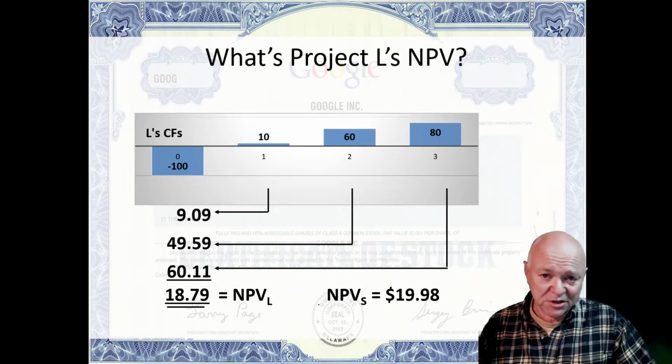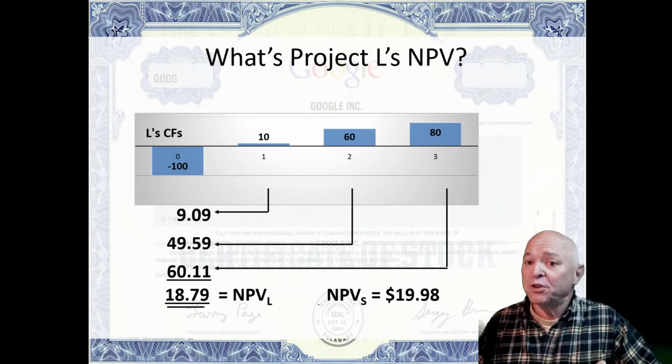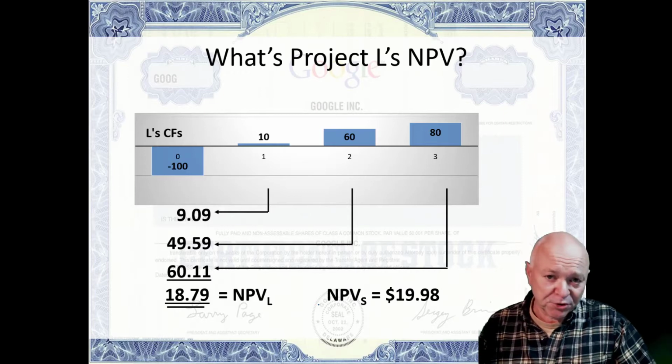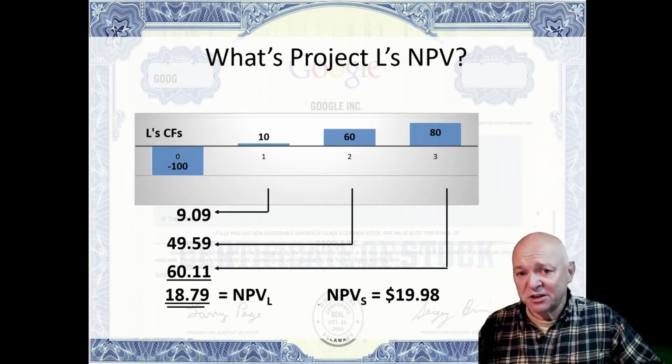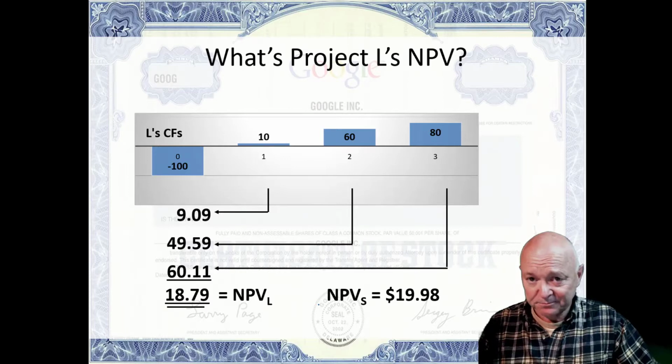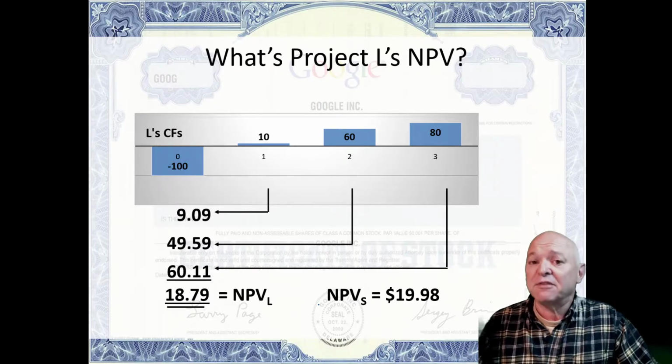So what do we think of these two projects? Both have a positive NPV, so both are acceptable. If we're considering them independently, then we would accept both of them. If they were mutually exclusive, if we could only choose one of them, we like project S better because it gives us the highest NPV.